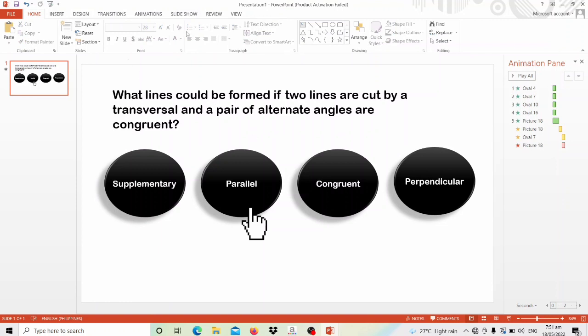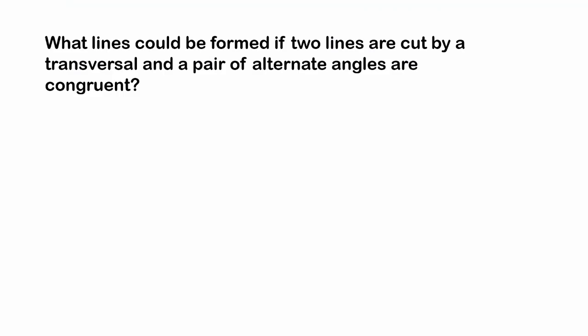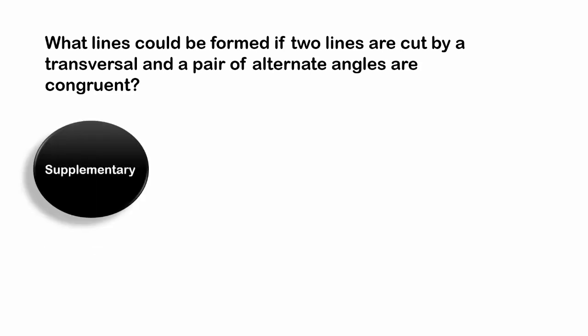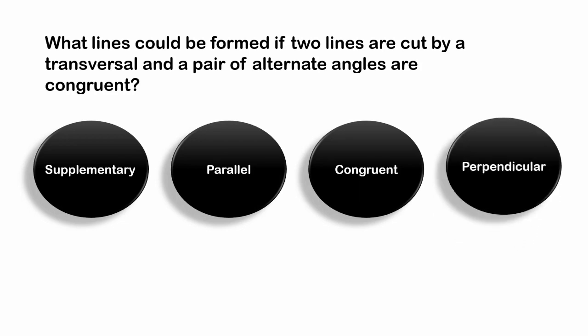So we're going to show again if we are on the right track. Let's go to Slideshow and click From Beginning. So here's the question: what lines could be formed if two lines are cut by a transversal and a pair of alternate angles are congruent? So option 1 up here, is it supplementary? Is it parallel? Is it congruent? Or is it perpendicular? So what is the correct answer?